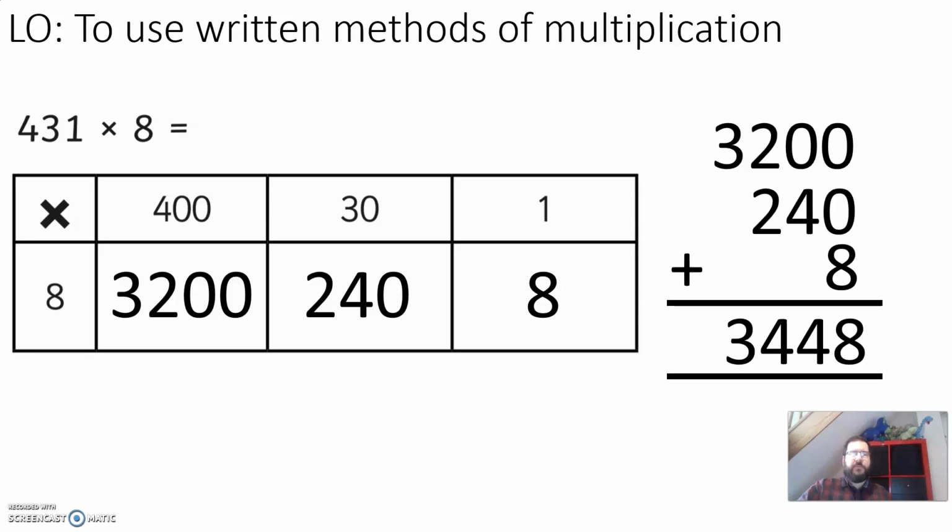And then we do 8 times 400, which is 3,200. Again, remembering that 8 times 4 is 32. 400 is 100 times bigger than 4, so the answer must be 100 times bigger. So 32 becomes 3,200. We add all of those together to get the answer 3,448. So hopefully we've all understood that, and we're going to move on to the next method we're going to look at.